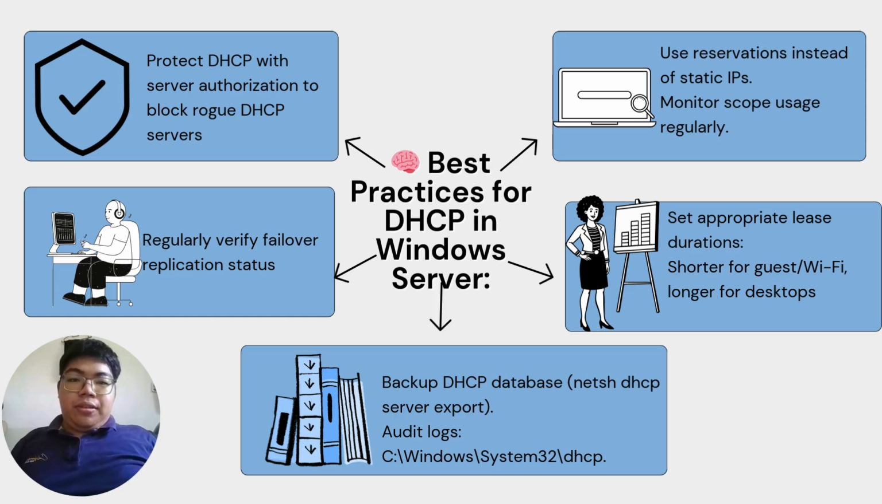Best practices for DHCP in Windows Server: protect DHCP with server authorization to block rogue DHCP servers. Regularly verify failover replication status. Use reservations instead of static IPs. Monitor scope usage regularly. Set an appropriate lease duration, shorter for guest Wi-Fi, longer for desktops.